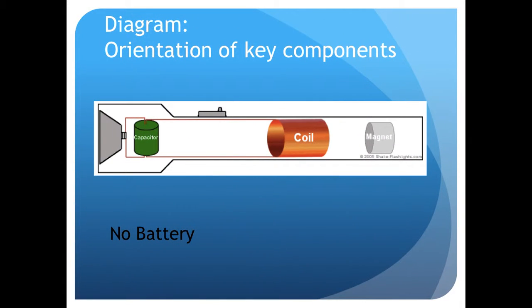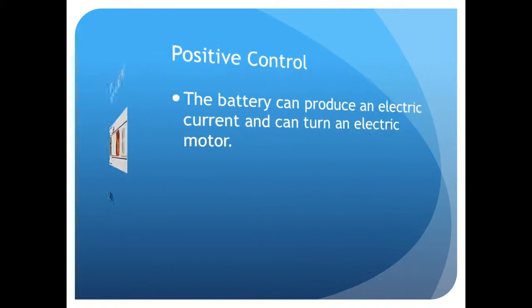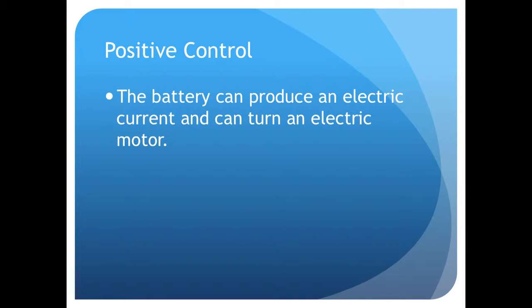So this is the diagram of what it looks like. As you can tell, there's no battery. Here's the magnet, the coil, and the capacitor. Here's the on-off switch, and here's the flashing light. When the magnet goes through the coil, it produces an electric field which charges the capacitor, meaning you could turn on the light. And the capacitor, remember, is not a regular battery, it has to be recharged.